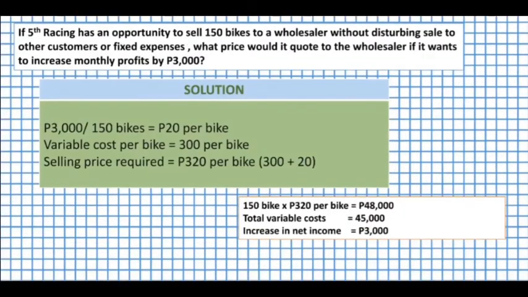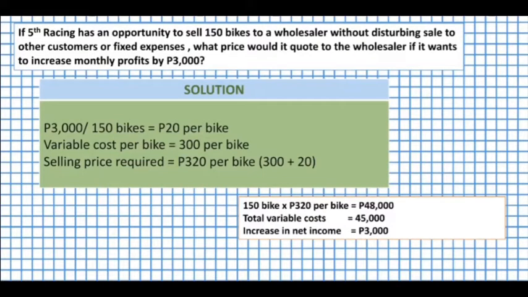Lastly, if Fifth Racing has an opportunity to sell 150 bikes to a wholesaler without disturbing sales to other customers or fixed expenses, what price would it quote to the wholesaler if it wants to increase monthly profits by 3,000? So here is the solution.